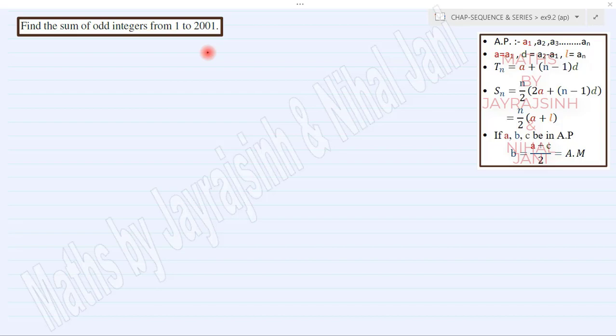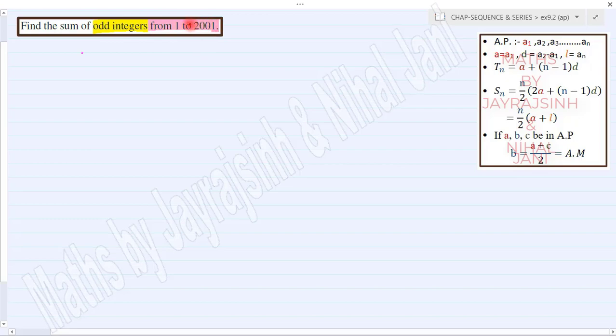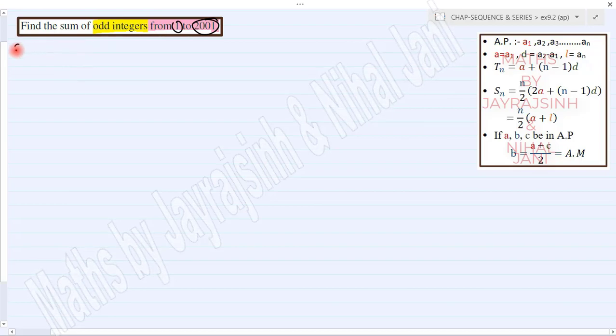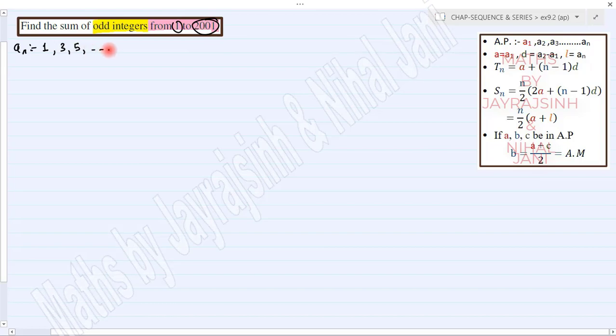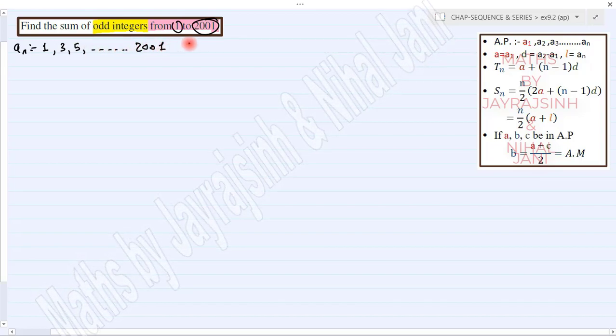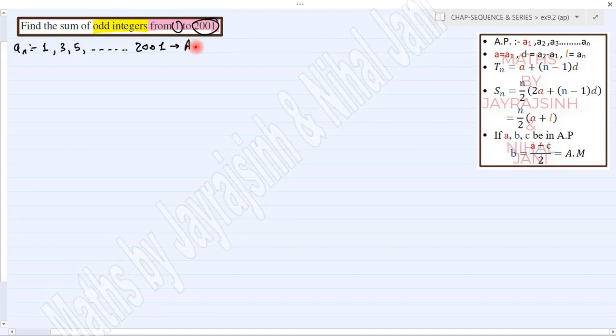In this question, you have to find the sum of odd integers from 1 to 201. That means 1 and 201 are included in our interval. So, first of all, let's get those terms. Now, the odd integers start from 1, then 3, 5, up to 201, because it is also an odd integer, and it is observable that our sequence is in AP.